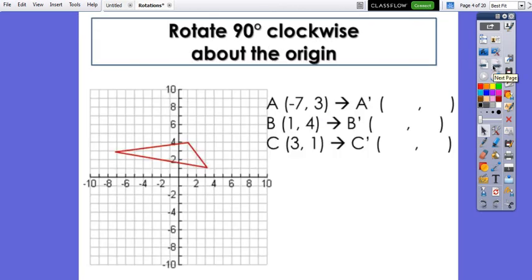Alright, rotate 90 degrees clockwise about the origin. Same deal. I'm going to take each of these coordinates and use the rules. Now, I'm giving you the coordinates here, but I wouldn't have to give you the coordinates. You could just be required to determine what those coordinates are on your own. So, let's see.